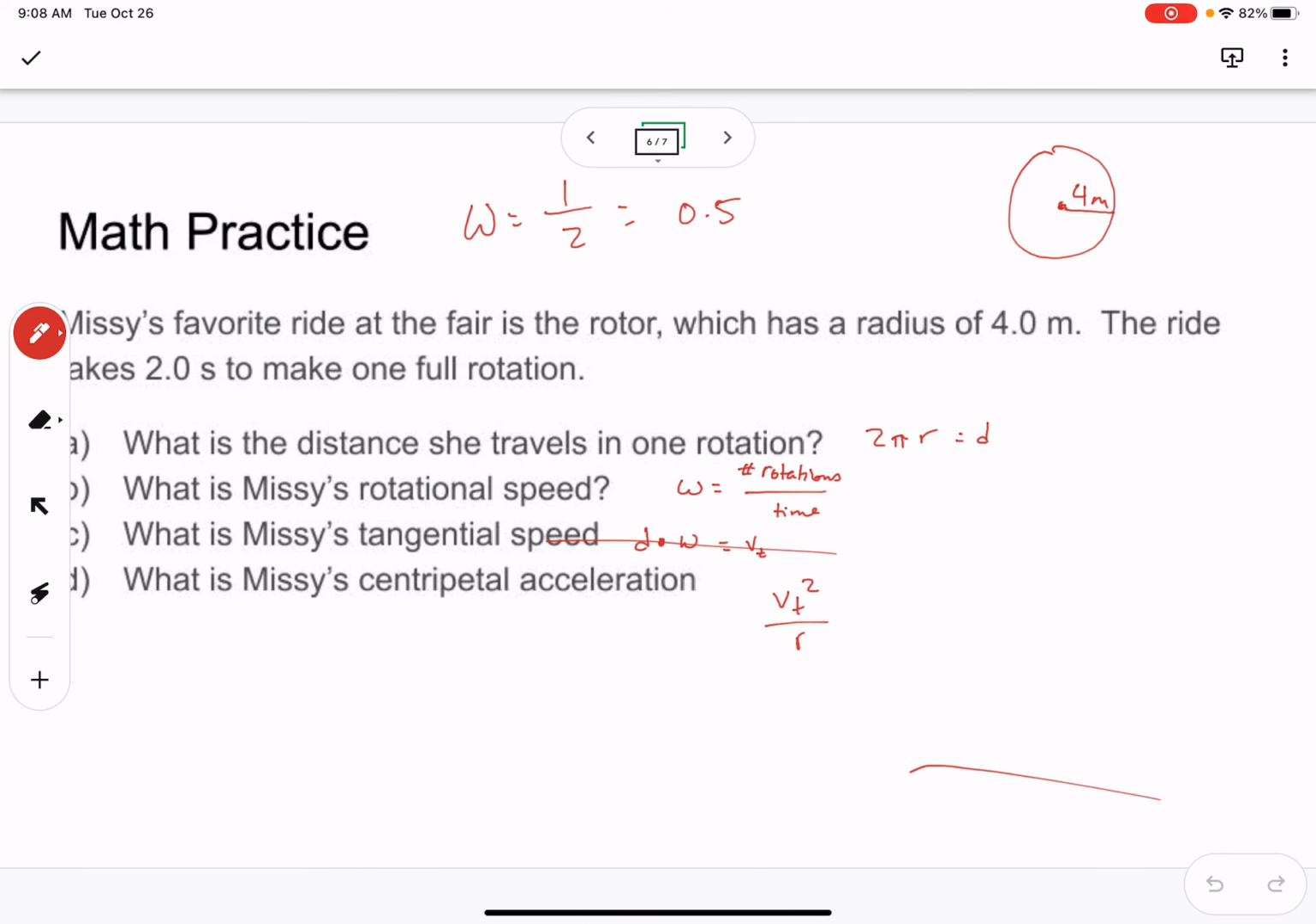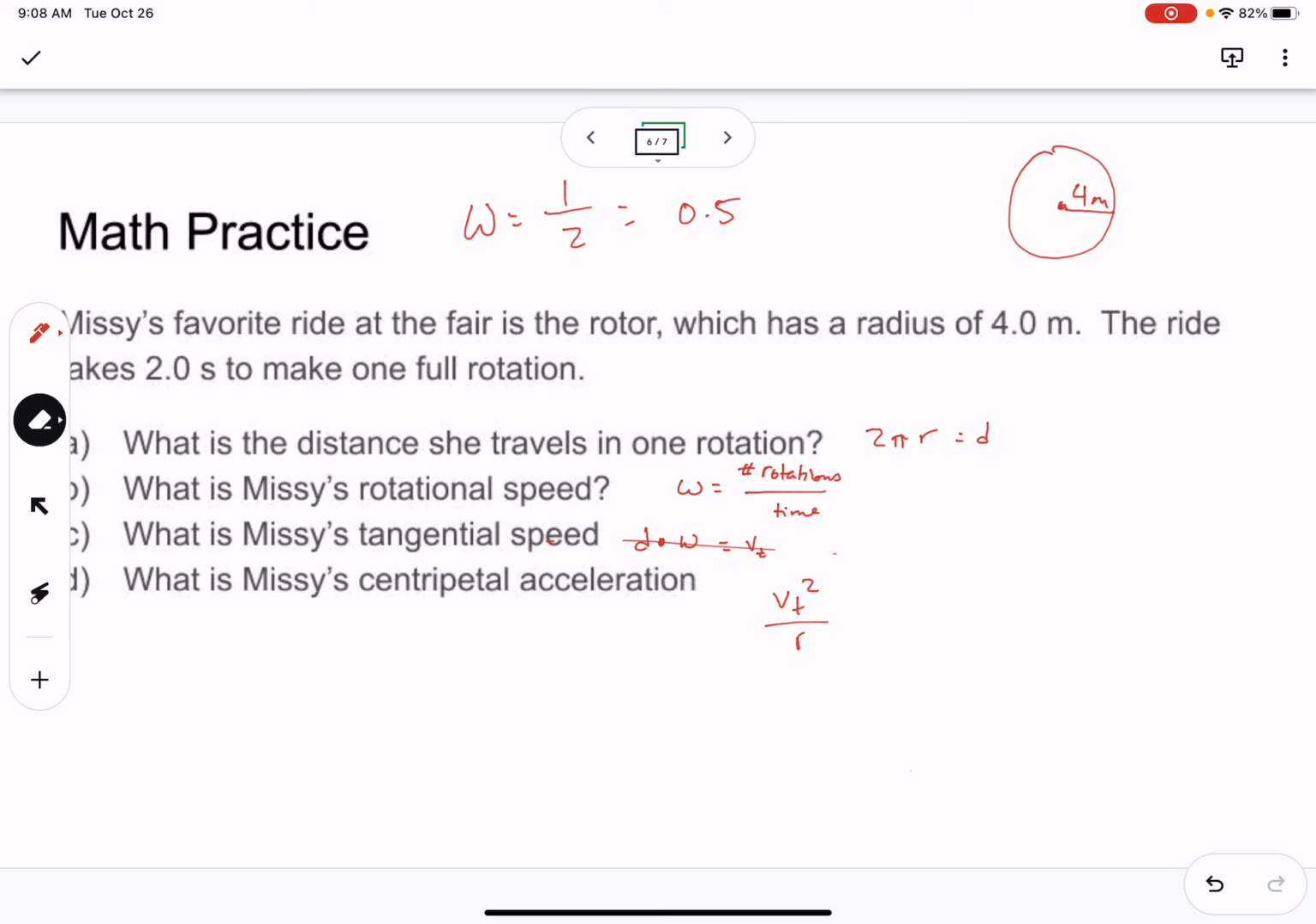All right, finally we have this last calculation. It's everything we've gone over in circular motion. Missy's favorite ride at the fair is a rotor, which has a radius of 4 meters. The ride takes 2 seconds to make 1 full rotation. What's the distance she travels in 1 rotation?